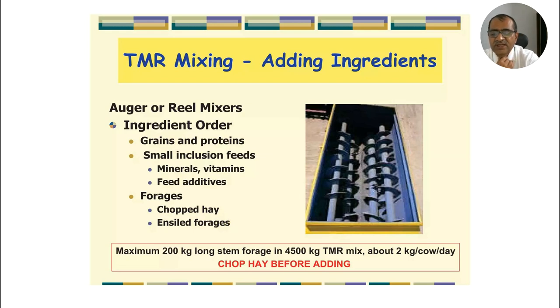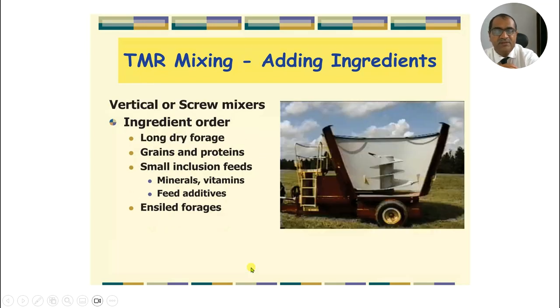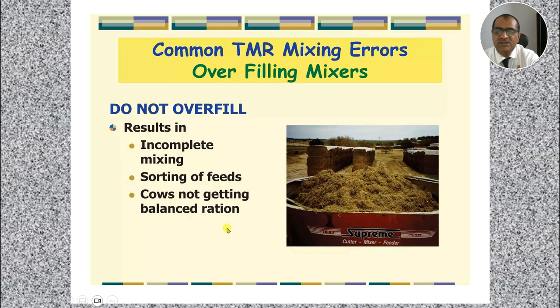Then maximum 200 kg of long stem in 4,500 kg TMR mix, about 2 kg per cow per day. It can be done, and everything has to be chopped before adding. Then TMR mixing is adding ingredients. Here we can see there are varieties of screw mixers. Then the long dry forage, grains and proteins, and small inclusion feeds, minerals, vitamins, feed additives, and then silage forages.